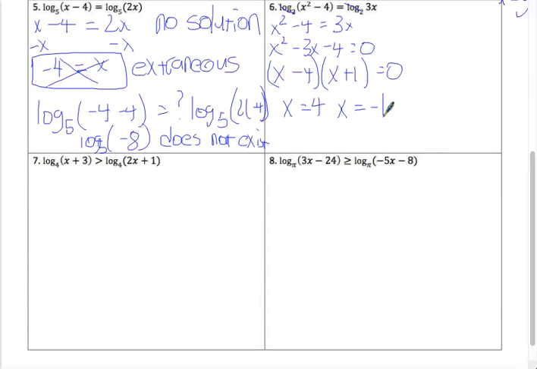And then we need to check it. So if we plug in -1 into both sides, you can see on the right side here, log base 2 of 3 times -1, that doesn't work. We get a negative. No. So x equals -1 is extraneous.